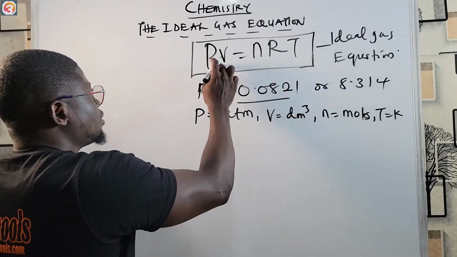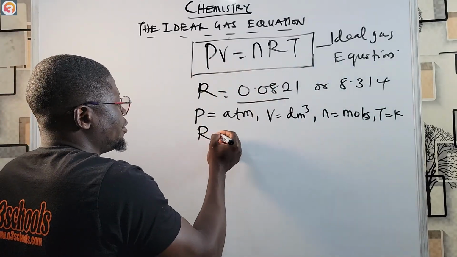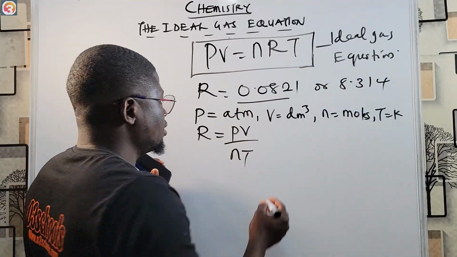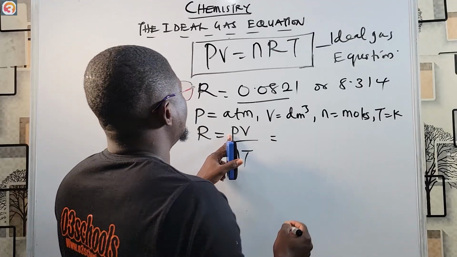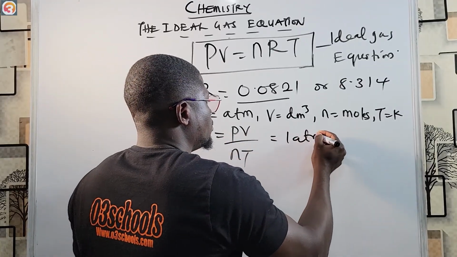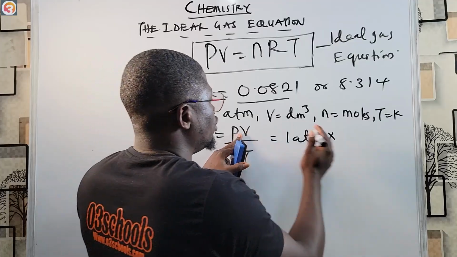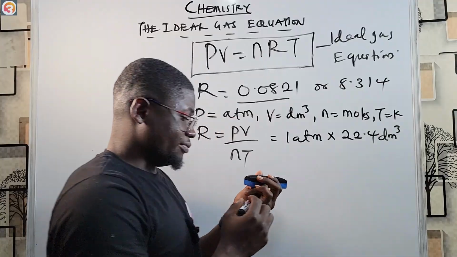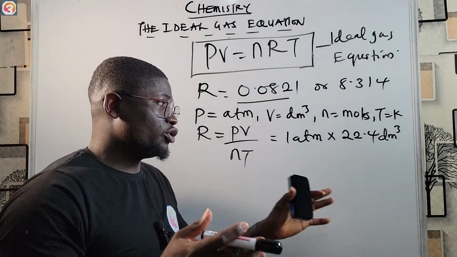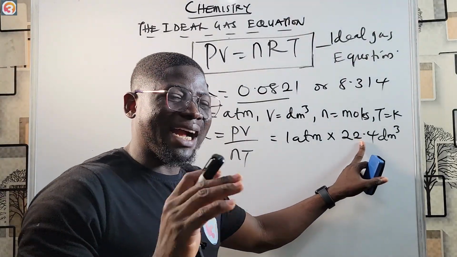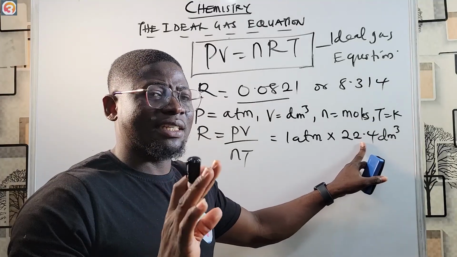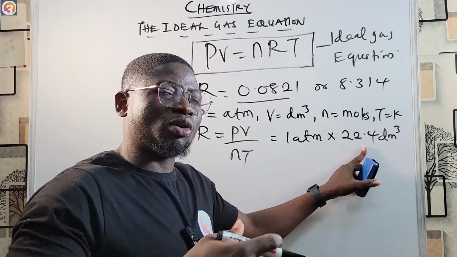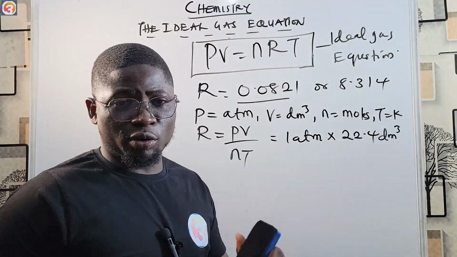All right. So now let's see. We know from the ideal gas equation that PV is equal to nRT. That means that R is equal to PV over nT, right? So what is P? P here is 1 ATM times the volume, which is 22.4 dm³. Now, every gas occupies a volume of 22.4 dm³ at STP. That's the volume occupied by any gas at standard temperature and pressure. That's why we're using 22.4 dm³.